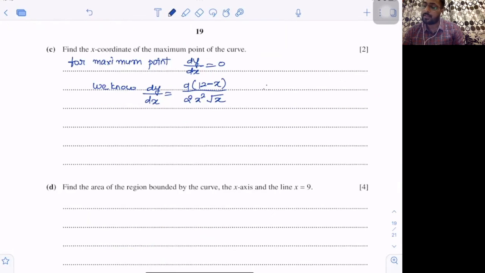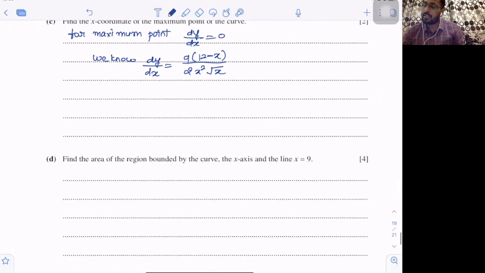So I can write here 9 times (12 minus x) divided by 2 x square root x should become equal to 0. Now again, I know that a fraction can give us answer 0 when its numerator becomes equal to 0. That means 9 times (12 minus x) should become equal to 0. That simply gives me x equal to 12.